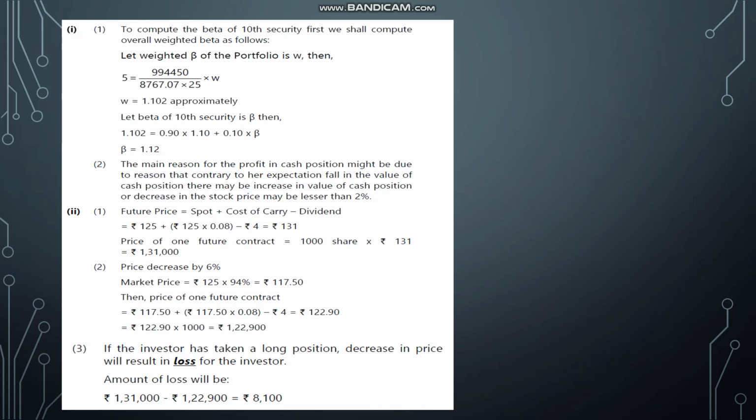To answer the last part, if the investor has taken a long position, in this case it will be a loss. So that will be rupees 1,31,000 minus 1,22,900, that is nothing but the first two values you computed just above. So the difference, rupees 8,100, will be the loss for the investor.